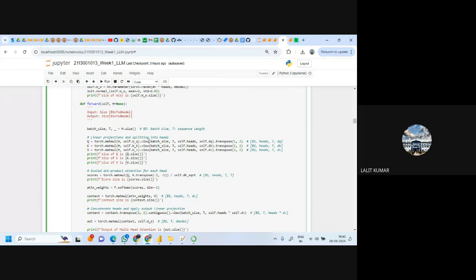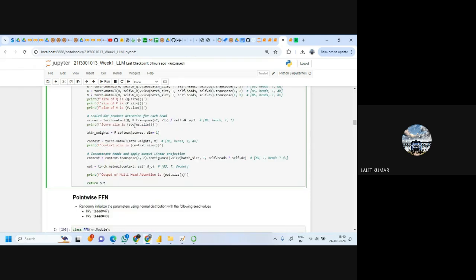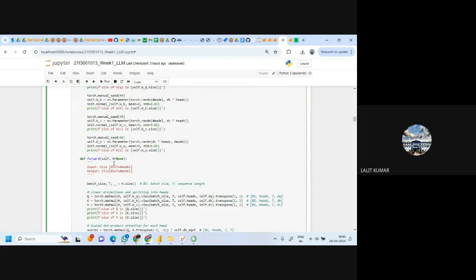So we are doing the matmul and then taking the view. So we get the query, key and V. Then we use the softmax after matmul, and then we are getting the Z value. So this is the MHA, multi-head attention.